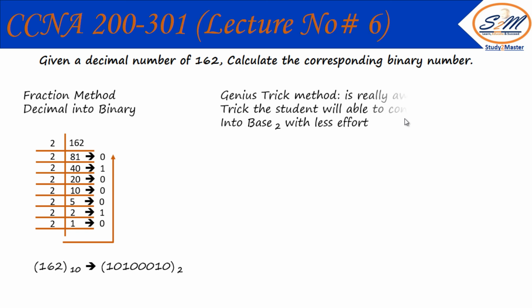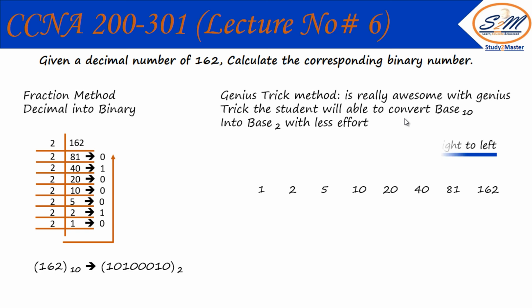Now let's check another method. It is called the geometric method. It's really awesome. With the geometric method, students will be able to convert base 10 into base 2 with less effort. We write the given number from right to left. Here we have 164 divided into 2 portions. It is 82. Again we divide it by 2: 41, 20, 10, 5, 2, 1. Now identify the odd and even columns.